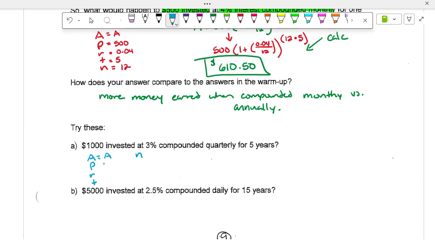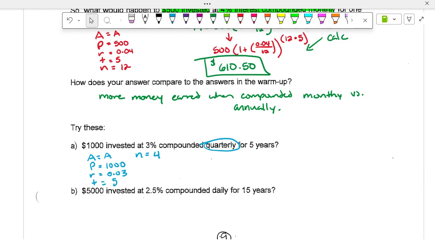So A is still A because we're trying to find that new amount. How much money did I originally invest for letter A? 1,000. What's my rate of increase? 0.03 or 3%. How much time is elapsing? 5 years. And how many times per year am I compounding that interest? 4. Why is it 4? It says quarterly, so that's 4 times per year.